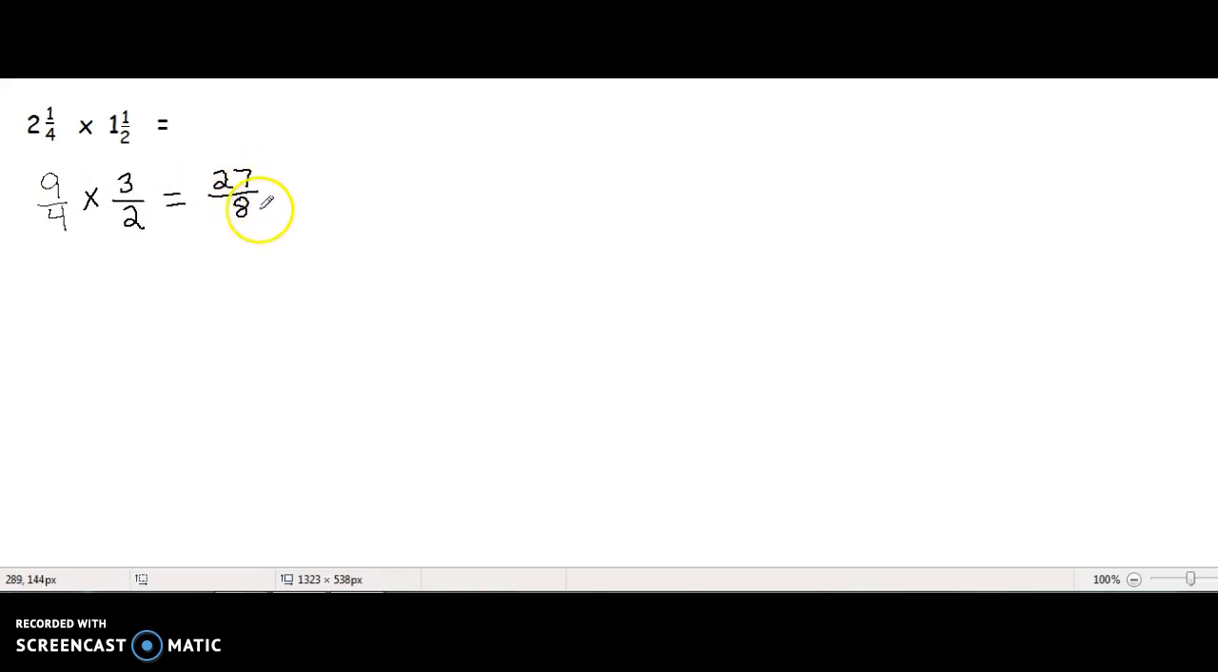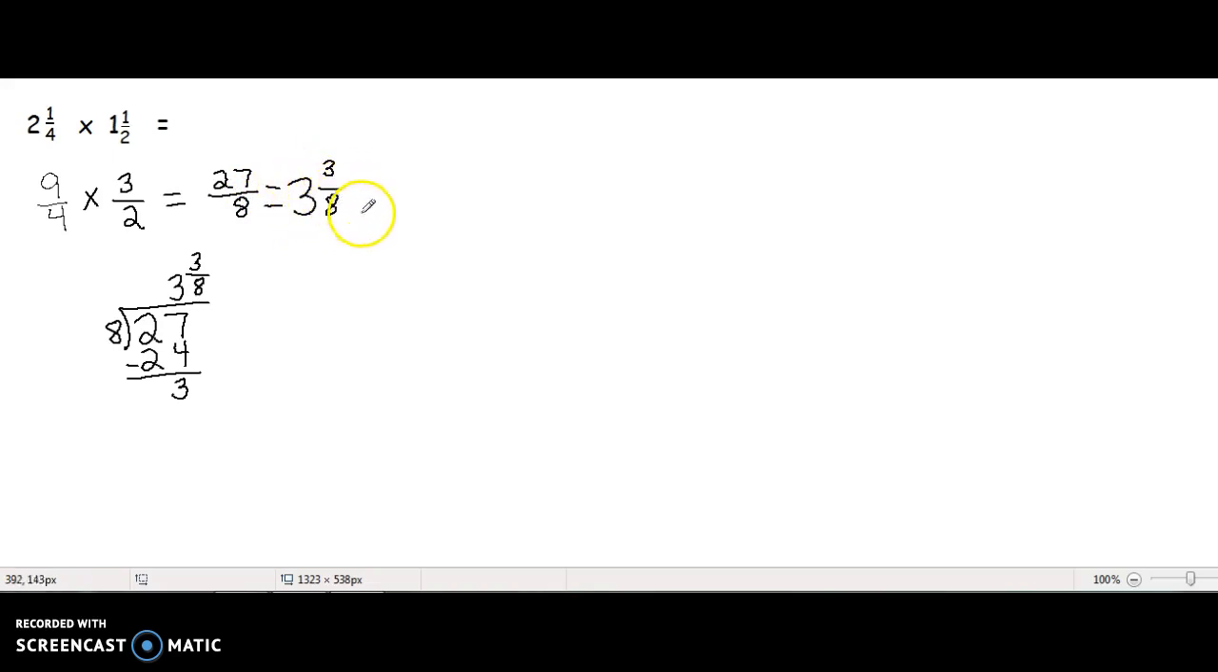Now that answer is an improper fraction, and we know that we cannot keep it improper. We always have to make it proper, make it simple. So we're going to take 27 and divide it by 8. 8 goes into 27 3 times, because 3 times 8 is 24. I subtract and I get 3 as a remainder, and 3 is in the numerator, 8 is in the denominator. Okay, so that is my answer to multiplying these two mixed numbers. That's the straightforward calculating way.